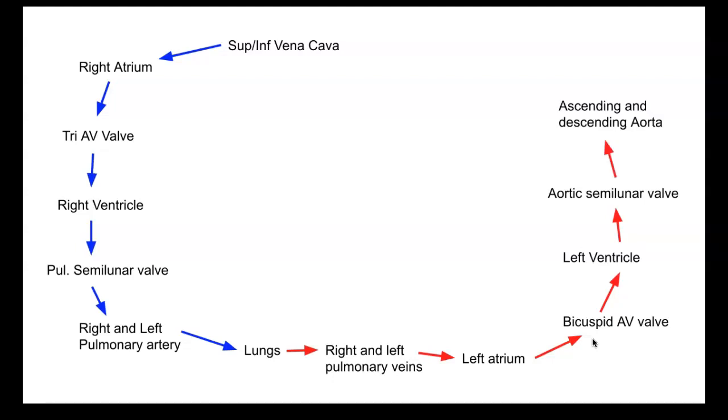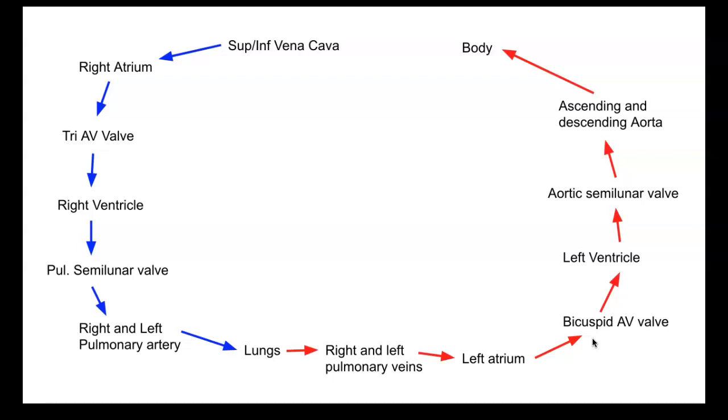There's the ascending and the descending. The ascending sends blood up to places on top of our heart, so like our arms and our head and our neck. And the descending sends blood down into our organs and our legs. So those would all be parts of our body that we're sending blood to.